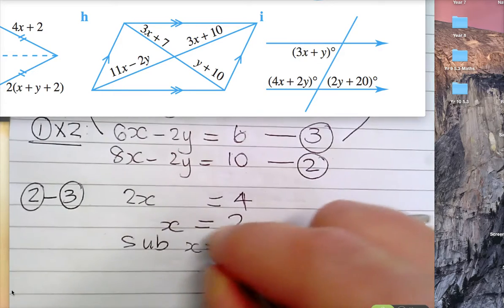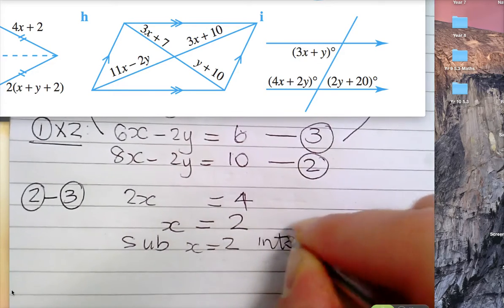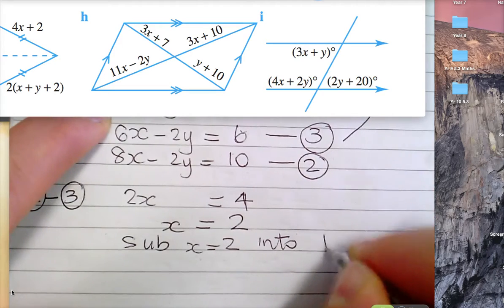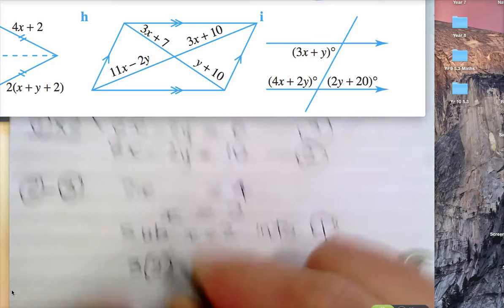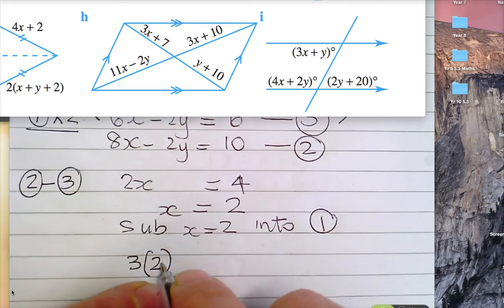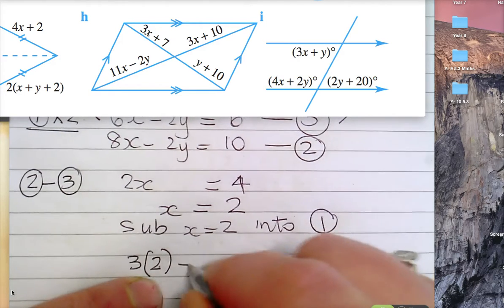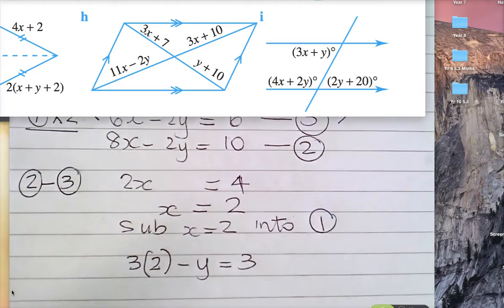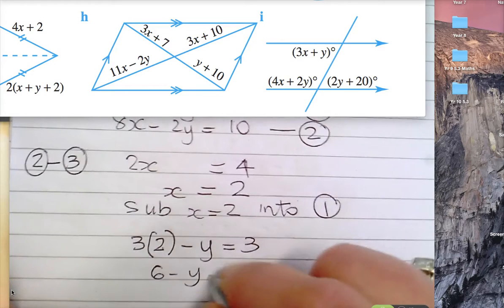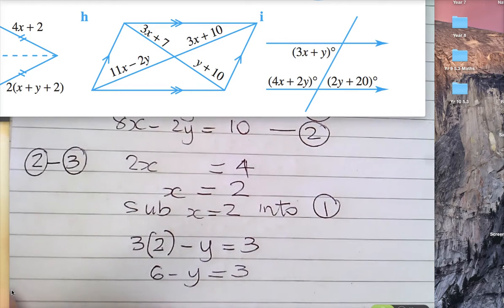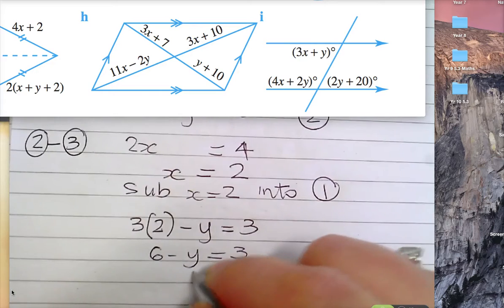Sub x equals 2 into, let's go into equation 1. So we've got 3 times 2. That's how you do 3 times 2. You can put a bracket. 3 bracket 2 minus y equals 3. What do I get? 6 minus y is 3. You can tell me just by looking. 6 minus what equals 3?